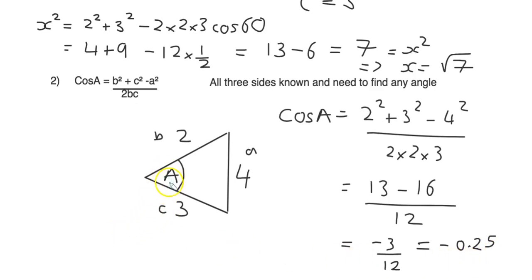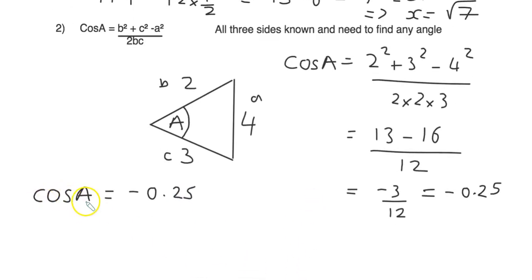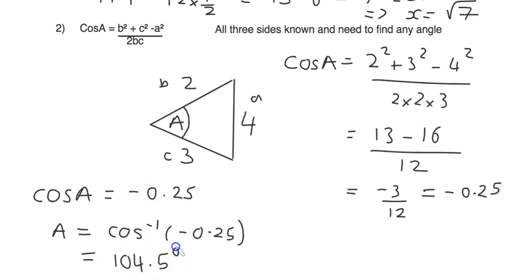Now remember, we want A, so we want to remove the cos. If we have cos A is equal to minus 0.25, the way to get at the A would be to do inverse cos of both sides of this, and that would give us A is equal to the inverse cos of minus 0.25. You can use your calculator for that. That should give us approximately 104.5 degrees. So that is it for the cosine rule.